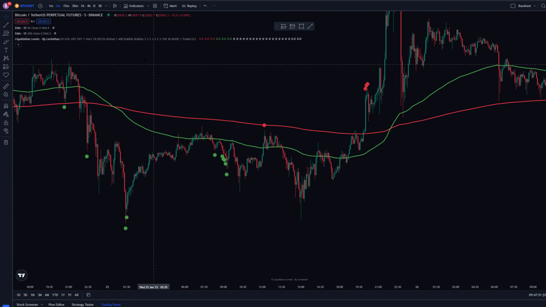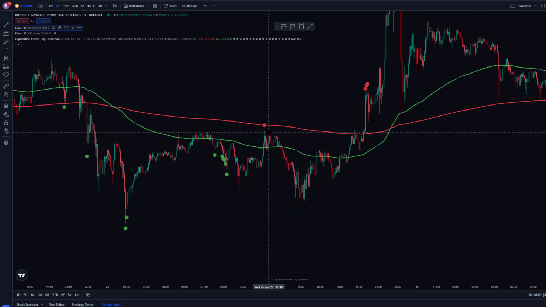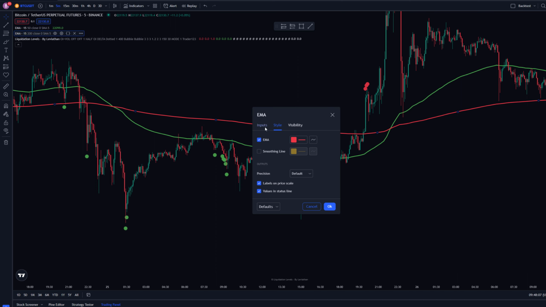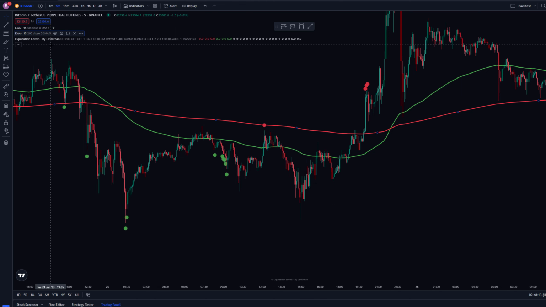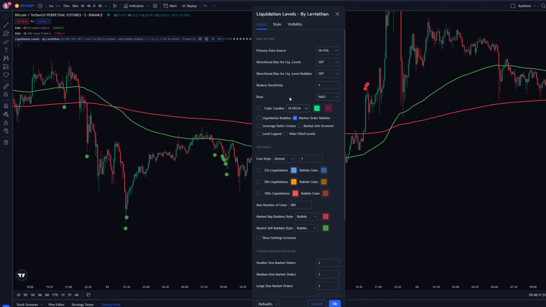When you have that on the screen, you go to the settings of the EMA. The first one is going to be 50 on the time frame of 15 minutes. For the style, for me it's green, you have to have separate colors to know which one is which. The other one is going to be EMA 200, also on a 15-minute chart, with a red EMA line.